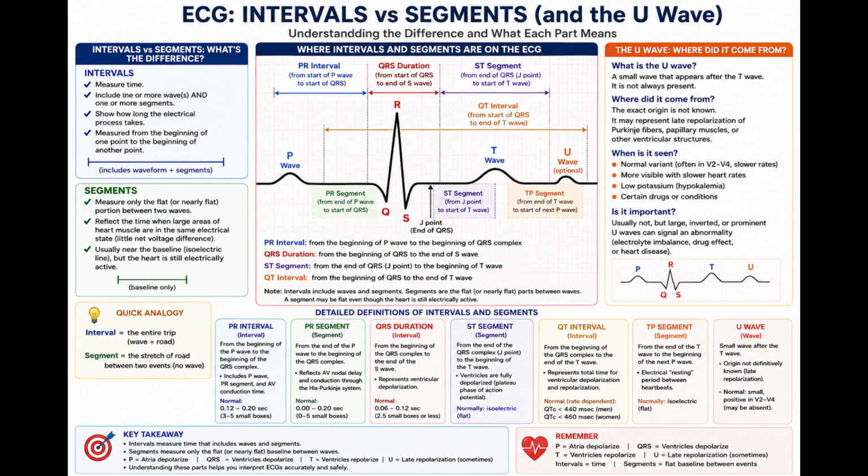The QRS duration measures ventricular depolarization. The ST segment extends from the J point to the beginning of the T wave. The QT interval includes the complete period of ventricular depolarization and repolarization. The TP segment lies between the end of one cardiac cycle and the beginning of the next. Finally, the U wave is an occasional small wave associated with late electrical recovery, although its exact origin remains uncertain.